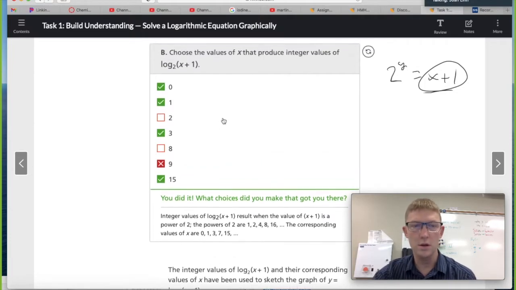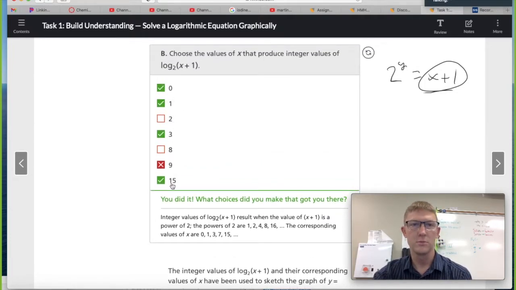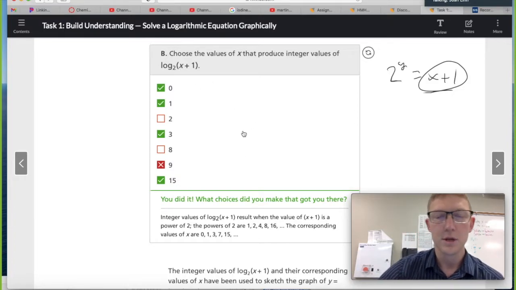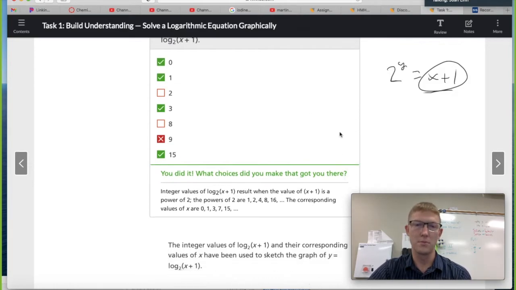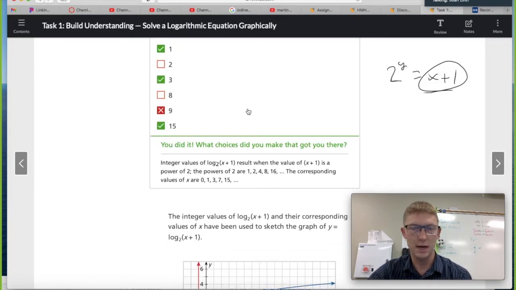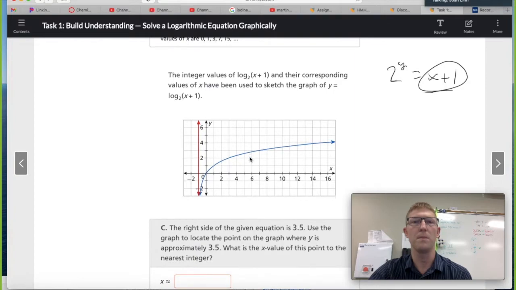So these are all, so 16, if we do x plus 1, could be rewritten as a power of 2. If we plug in 3, 3 plus 1 is 4, could be written as a power of 2. So that's where I'm getting these numbers from. And of course, I got carried away with the 9, but whatever.